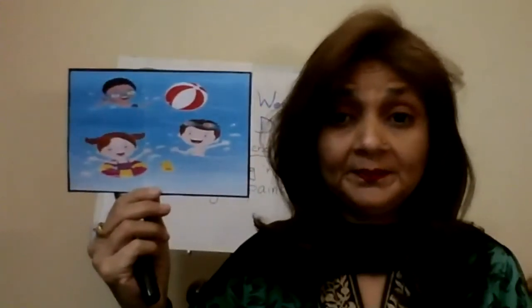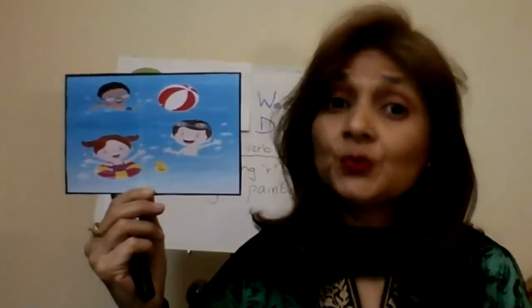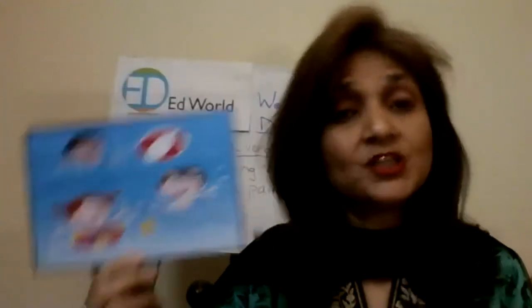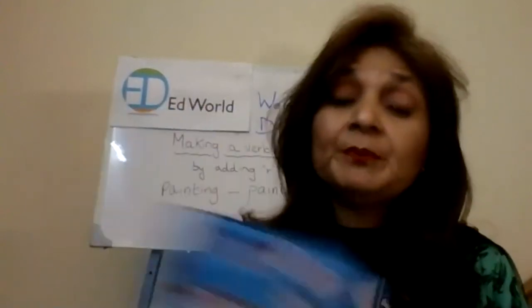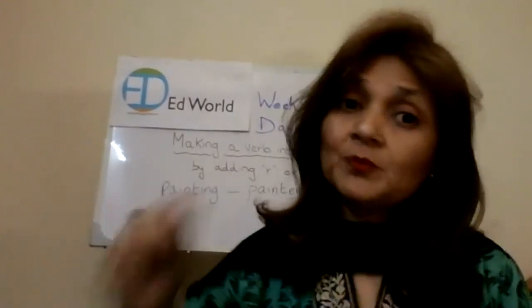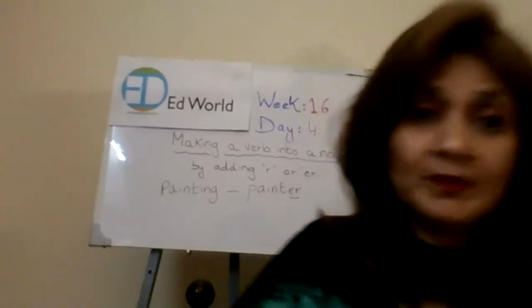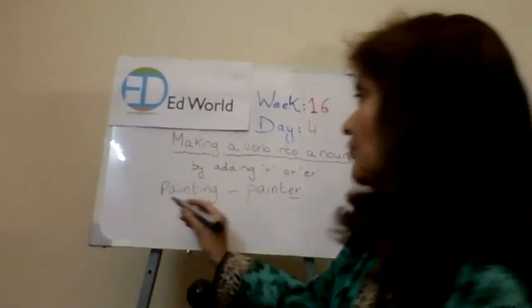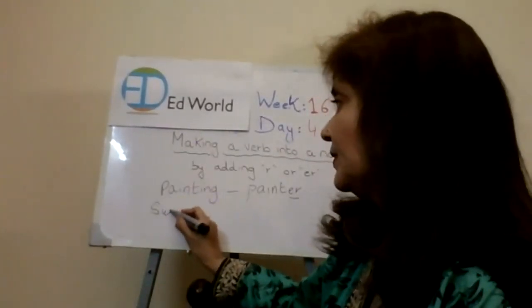Now, in the same way, what are they doing? They are swimming. What are these people doing? They are swimming. And swimming is again a verb. Now, the person who swims, what do you call them? What do you call him actually? Swimmer. So, from swimming, it becomes swimmer, right?